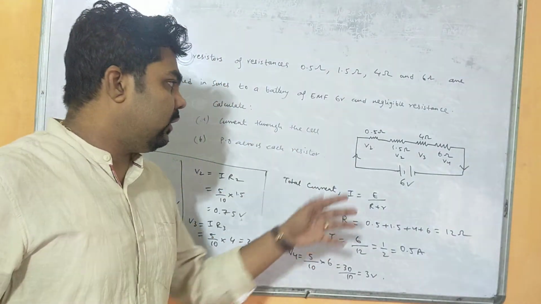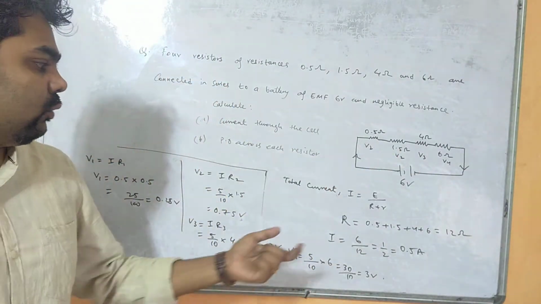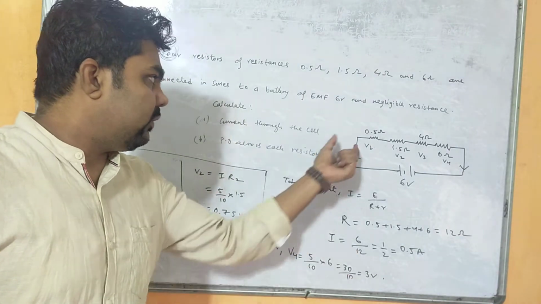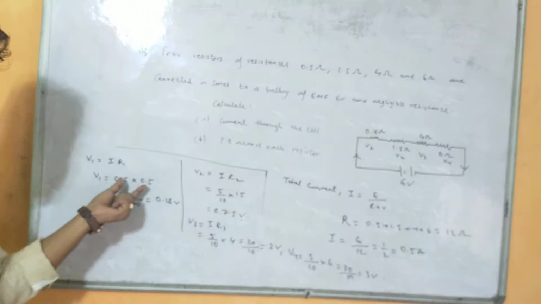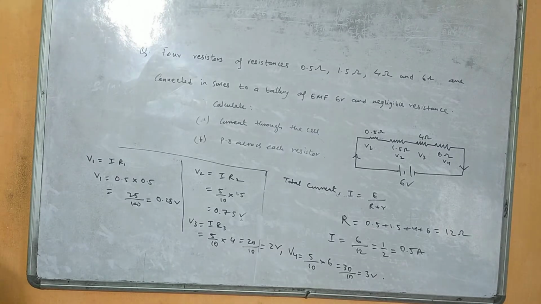To calculate the potential drop, we need to calculate the total current first. Then, since all are in series, we just multiply with current. The resistance of each resistor multiplied with current gives the potential drop across that particular resistor.